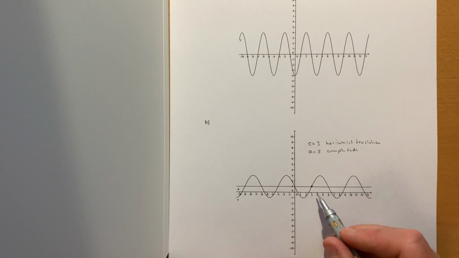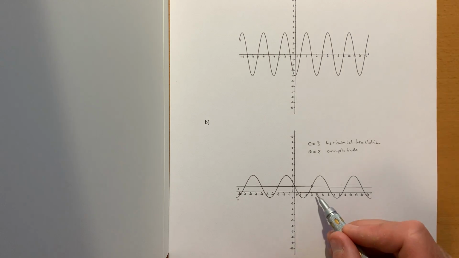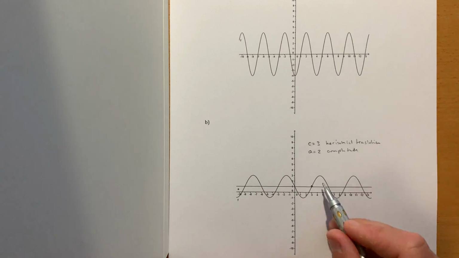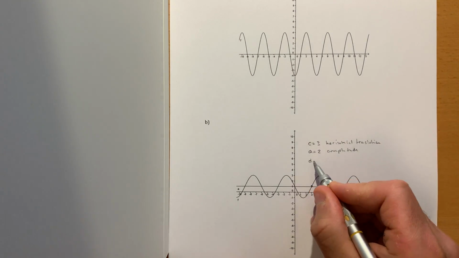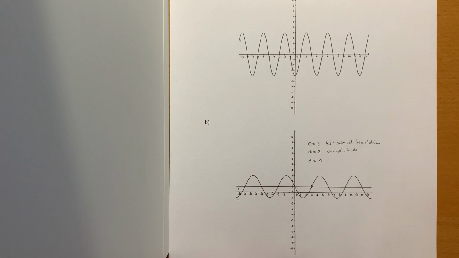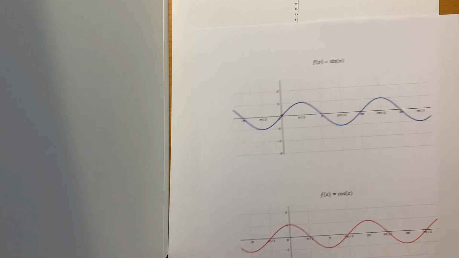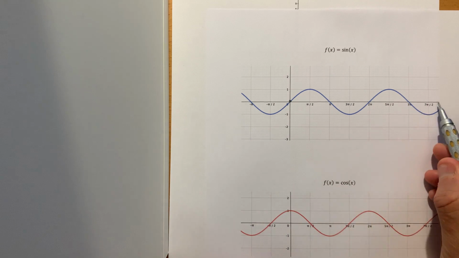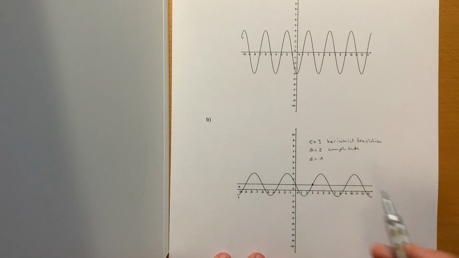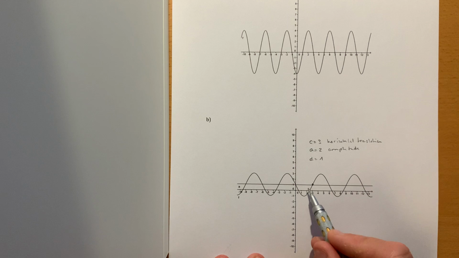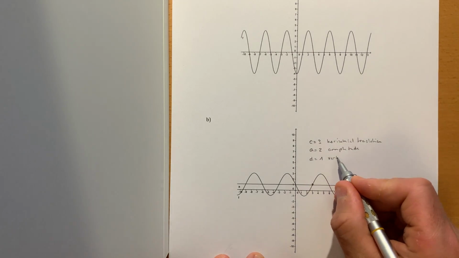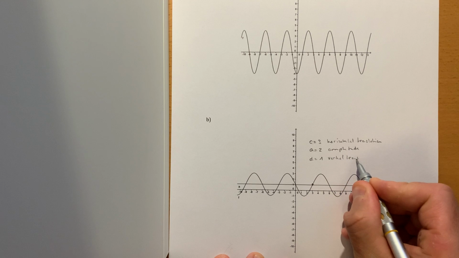And then the vertical translation: everything has been shifted up by 1 unit, translated up by 1 unit. So d is 1, because normally the middle line would be at y is equal to 0, but here the middle line is at y is equal to 1. So it has been shifted up by 1 unit. So vertical translation.